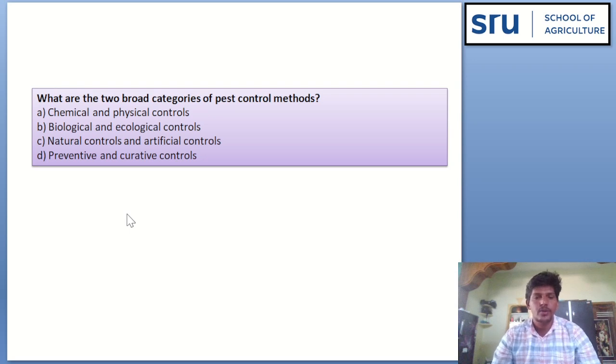What are the two broad categories of pest control methods? Chemical and physical control, biological and ecological control, natural control and artificial control, preventive and curative control. Here the answer is natural control and artificial control. These are the two broad categories of pest control methods.